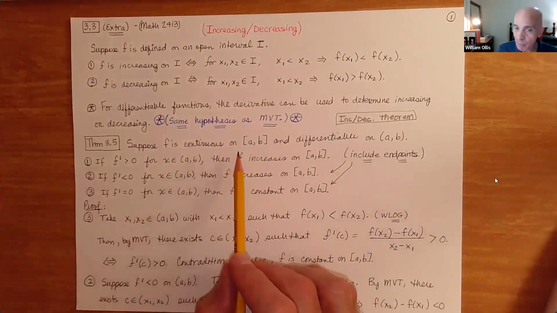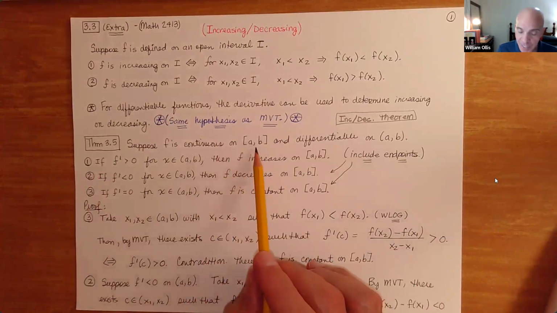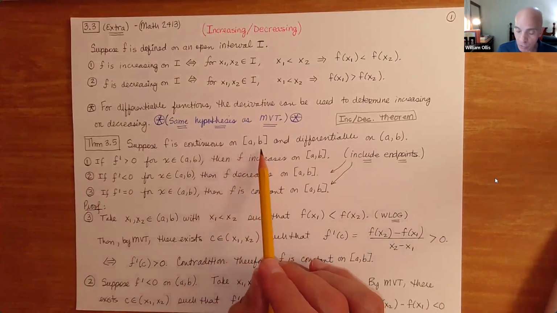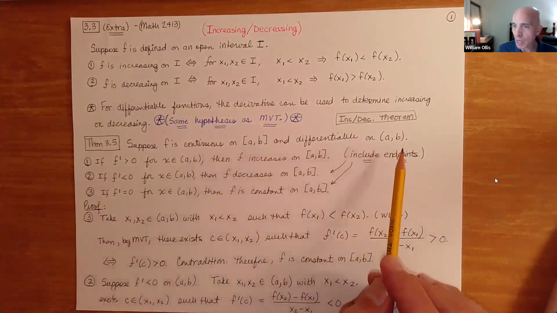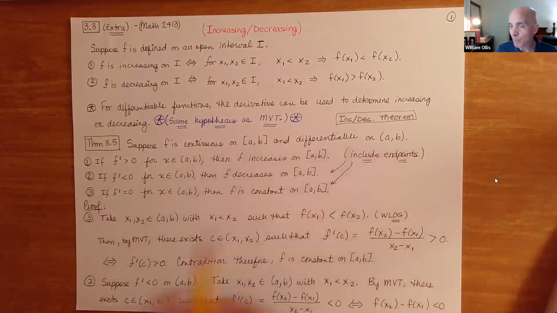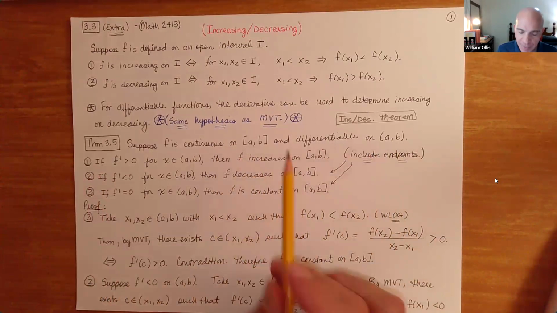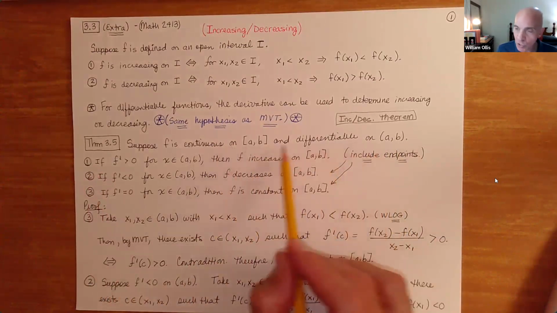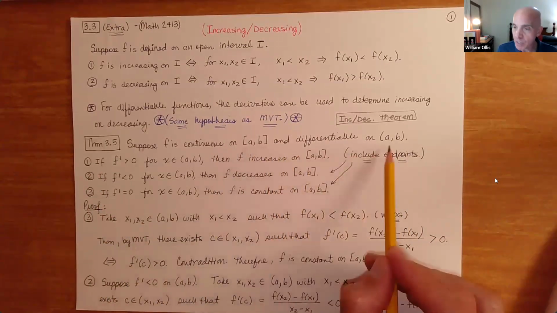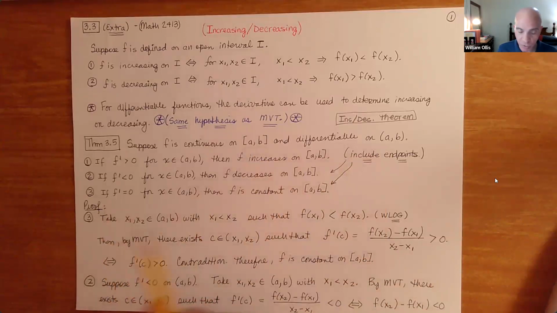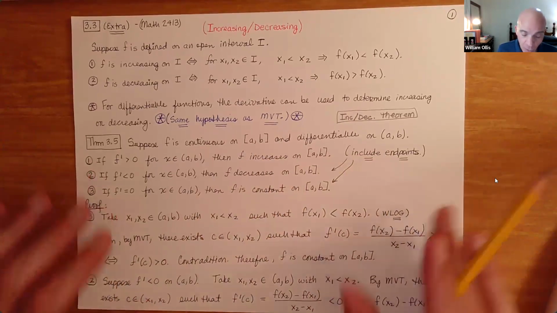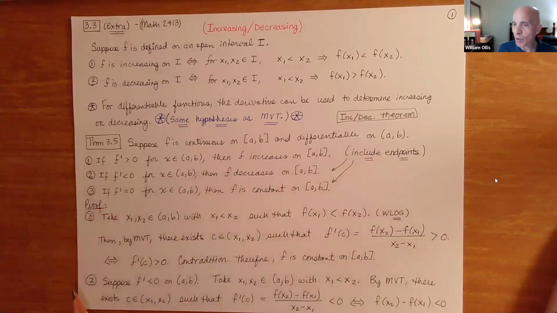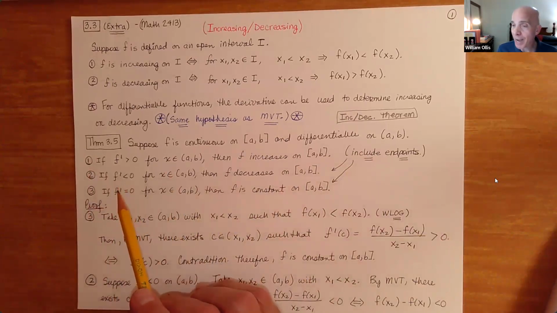Now, as I said before, we need the hypotheses for the mean value theorem. That is, we need continuity on the closed set and differentiability on the open. Again, like I said before, this can be replaced by differentiability on the closed set, but the standard way to state these theorems is as we have done here, and we will continue to do that. So how do we characterize increasing, decreasing with the derivative? This will not be a surprise to you.